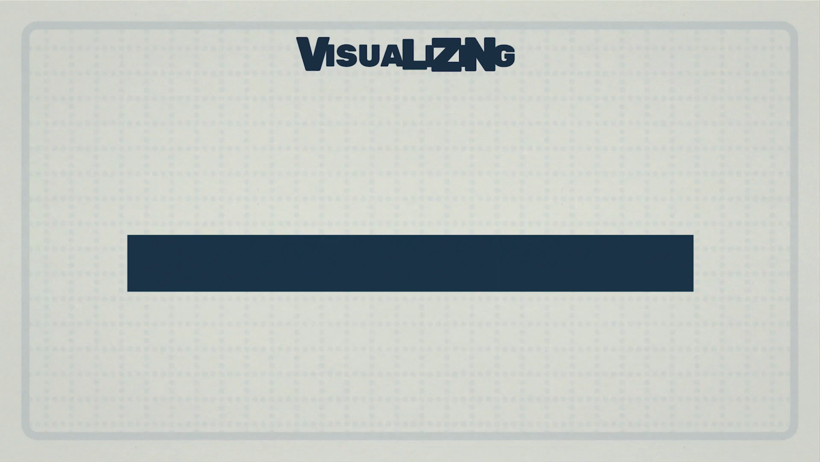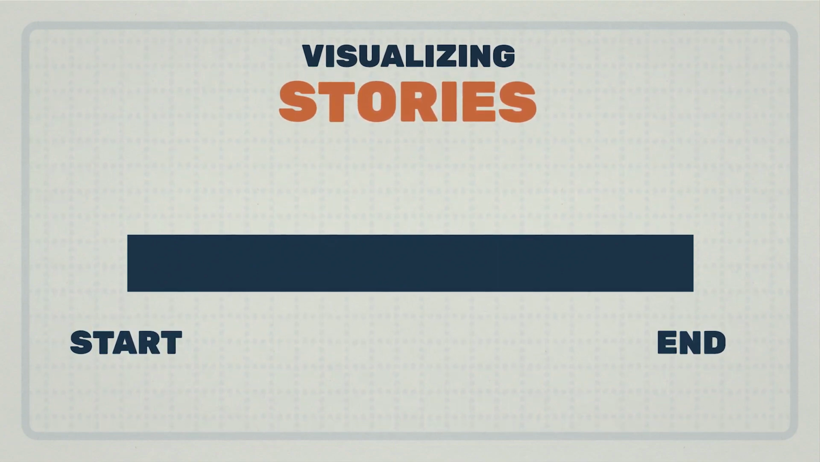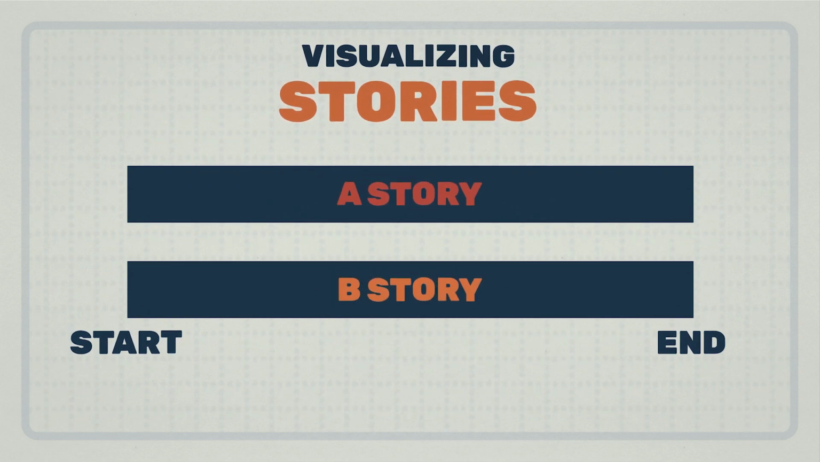In the last mini course, we started by covering how we can visualize stories. Just to make sure we're all on the same page, let's recap. You can picture a story as a rectangle with the left as the start and the right as the end of your story. We spent the last mini course splitting this rectangle horizontally and covered how we can call these parts the A story and the B story.